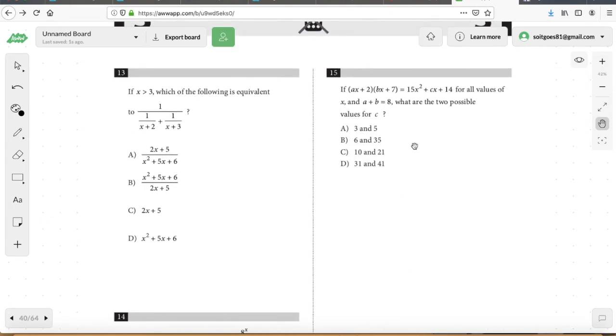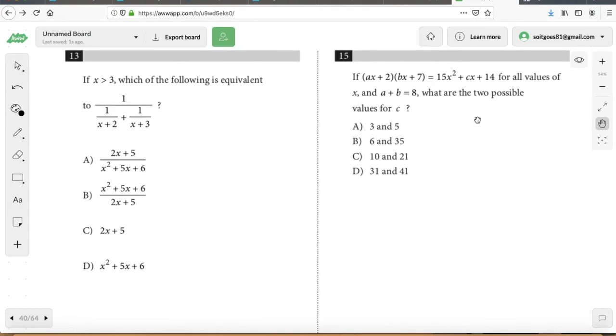That's all right. We're gonna keep rolling. I like this pace. Question number 13. If x is greater than 3, which of the following is equivalent? You gotta know what equivalent means. Equivalent just means equal to, right? Which of the following is equivalent to that messy, scary-looking fraction.